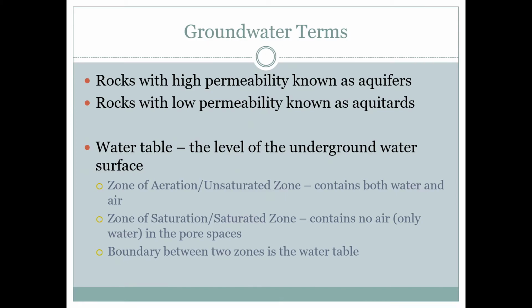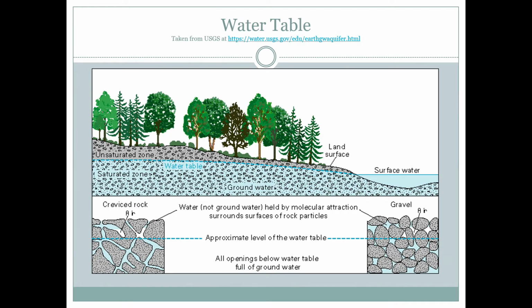The boundary between those two zones, the zone of aeration and the zone of saturation, is known as the water table. So this is what the water table looks like. You'll see the unsaturated zone there in the gray, the saturated zone in the blue, and the water table is the dashed blue line that separates the two. Okay.